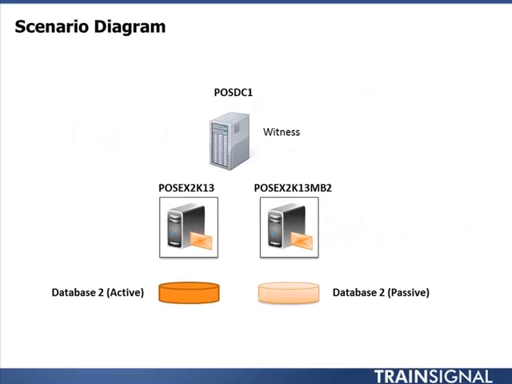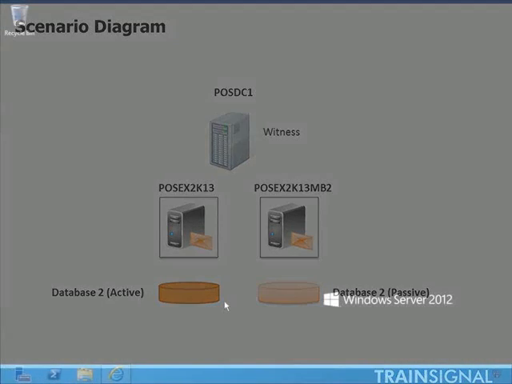Looking at the scenario from a diagram perspective, what we're going to do here is have the domain controller itself be our witness server. We're going to have the 2 servers as part of the DAG, and we're going to have database 2, which is our active database with all of our mailbox recipients in that database, have a passive copy established on mailbox 2. Alright, so let's get to work.